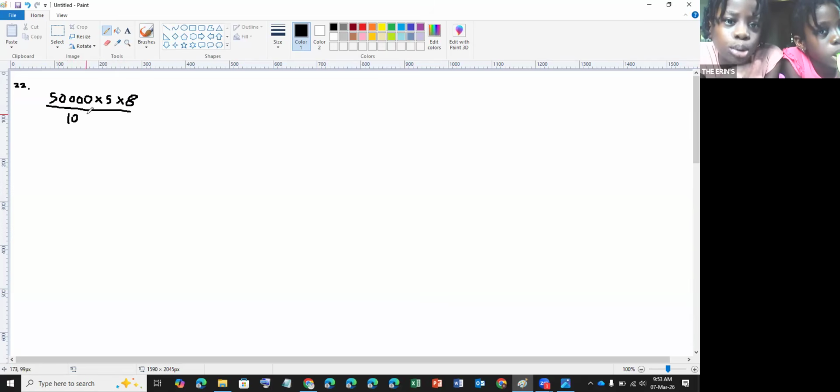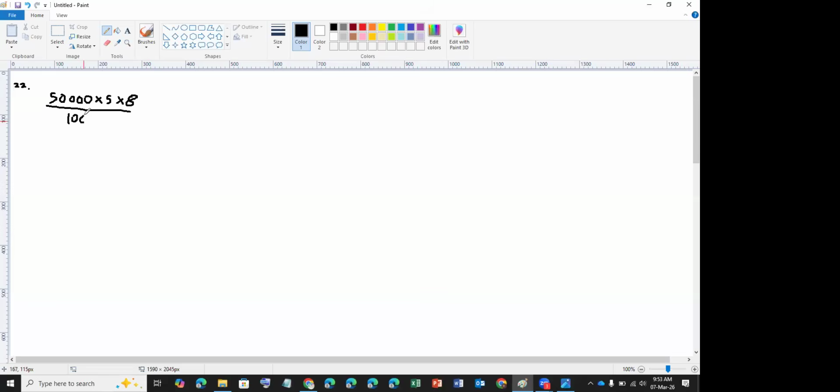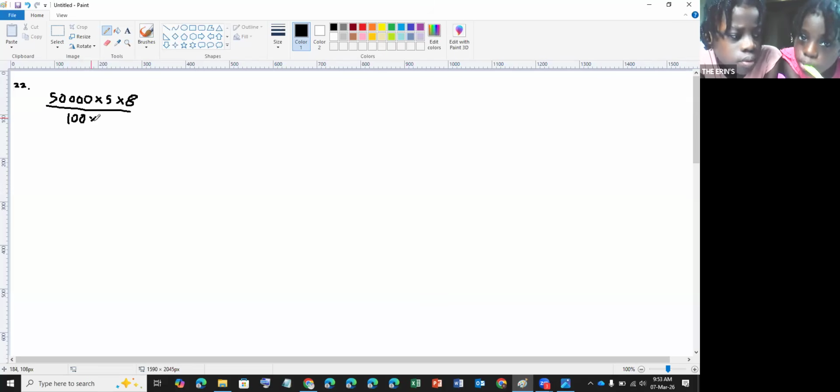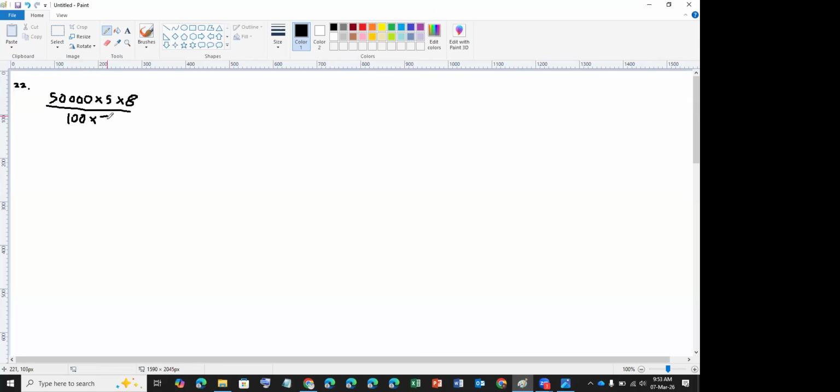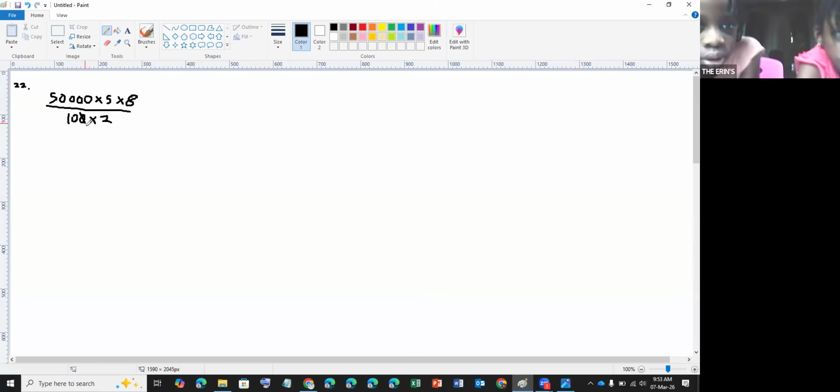Times 2. Just say times 2. The 2 that is under there is taking care of the per annum thing when you converted it from 6 months to a year, which is half. So let's see how it's going to be. Two zeros cancel the 2 zeros.